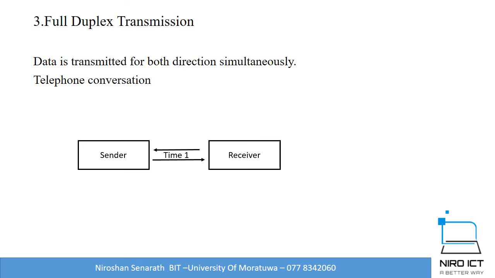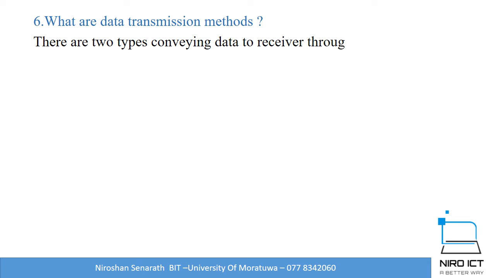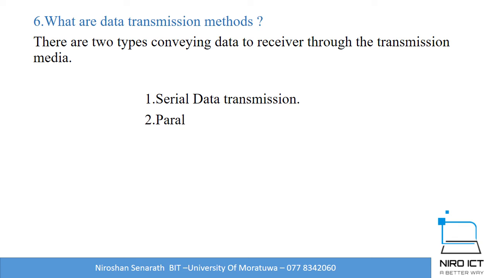What are the methods of transmission? By using those transmission modes, we can transmit data. Here we have to learn about the transmission methods. Those are different from the transmission modes. Transmission media is another thing, that is a physical path, or a logical path, that means a wireless path. But what are the methods here? There are two types of methods. When we are transmitting data, we can use serial data transmission or parallel data transmission.